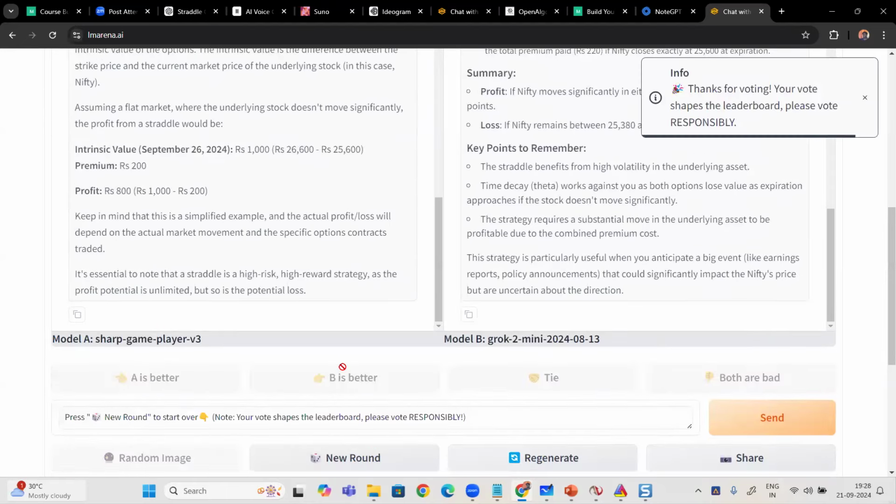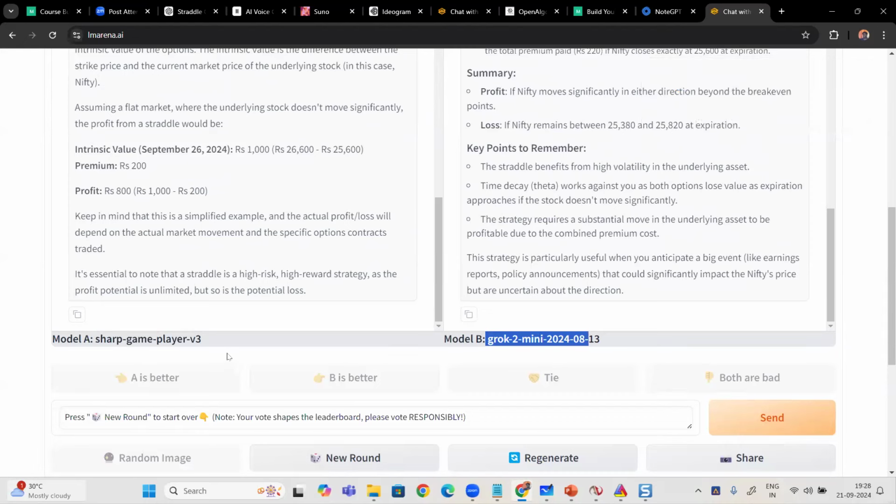Now, once B is chosen, it says which model it is. Model B is from Grok 2 Mini. It's from Elon Musk's model. Yes, the reasoning capability of Grok 2 is impressive. And then there is another model called Sharp Game Player V3, right? So you can compare the models.